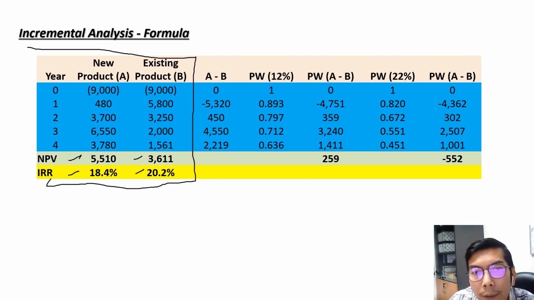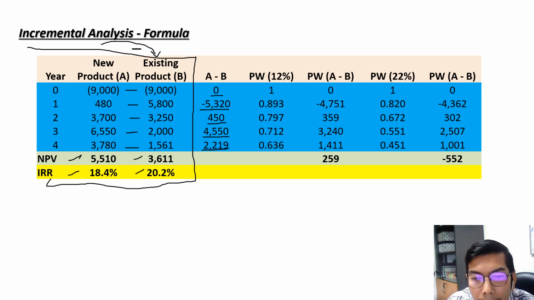Ini kita dah calculate tadi, kita masukkan di sini. So apa yang kena buat seterusnya, kolom seterusnya adalah you kena tolakkan this column, A minus B. Negative 9,000 minus negative 9,000, you akan dapat 0. 480 minus 5,800, you akan dapat di sini. 3,300 minus 3,250, you akan dapat di sini. 6,550 minus 2,000, you will get here. 3,780 minus 1,561, you will get here.